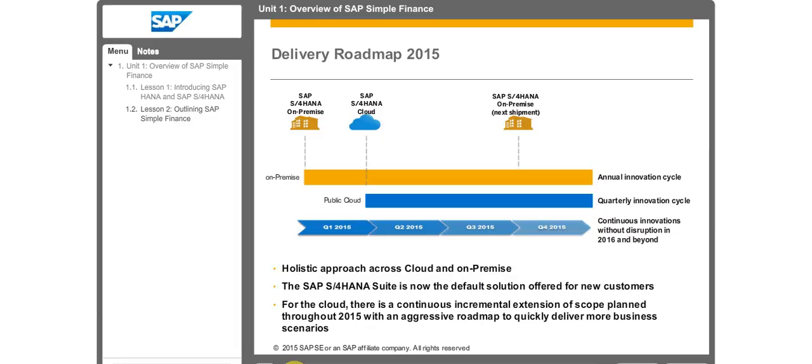SAP S/4HANA offers a holistic approach for deployment across cloud and on-premise systems. The SAP S/4HANA suite is now the default solution offered for new customers, and for cloud deployment there is a continuous incremental extension of scope planned throughout 2015, with an aggressive roadmap to quickly deliver more business scenarios as the product matures.